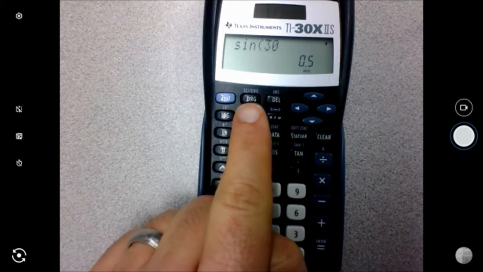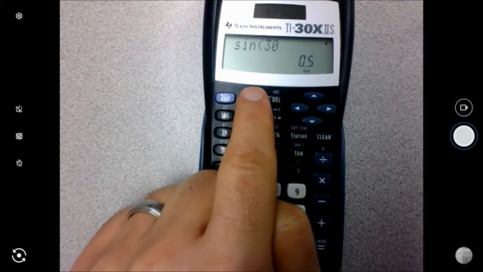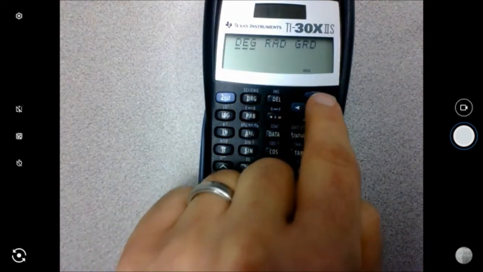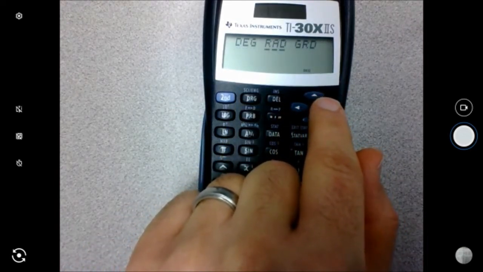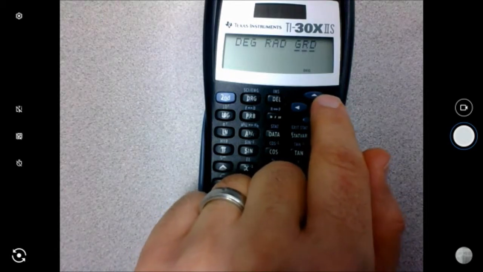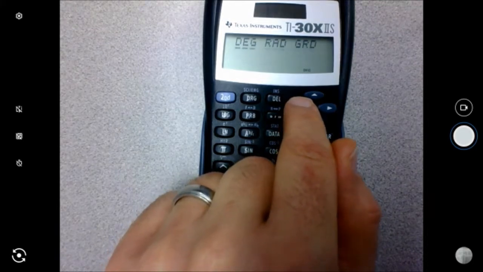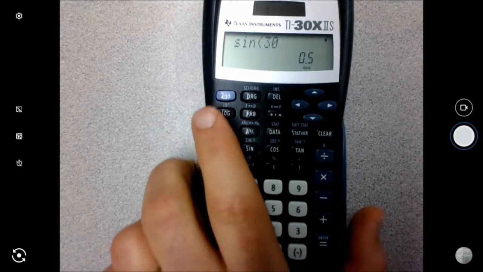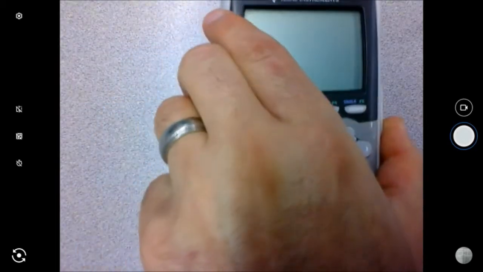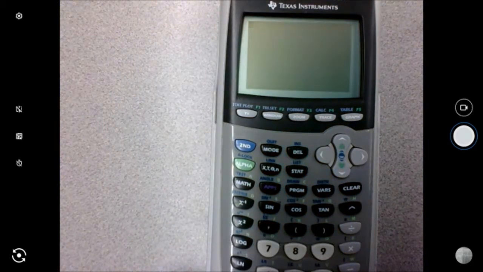On my calculator, it's this button here that says DRG. Notice if I press that button, it's going to switch. Deg, rad, which is short for radians, we're going to work with that later in the course. And then GRD is short for gradients. Anyway, you want to make sure this is degrees and then hit enter. So again, once you change that mode, hit equal sign, and you should get 0.5 for sine of 30. Let me show you on this other calculator. Notice this time if I do sine 30, it's giving me a totally wrong answer.